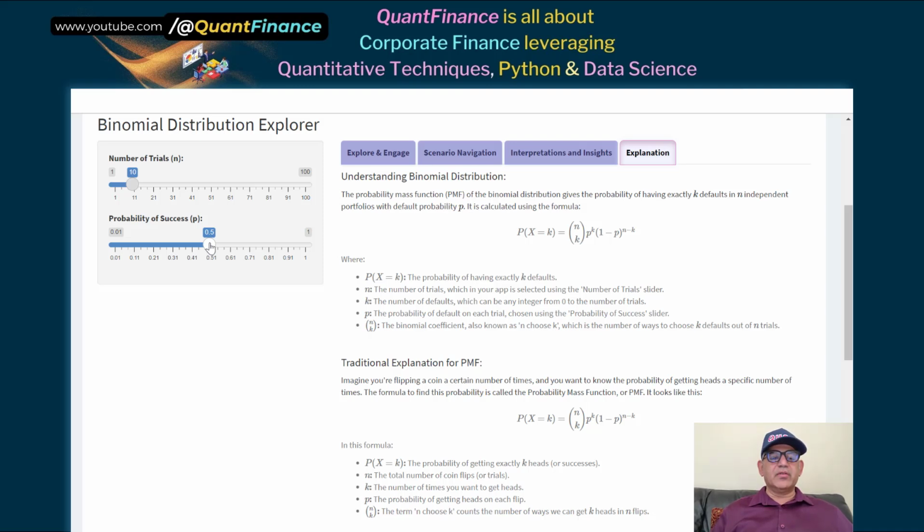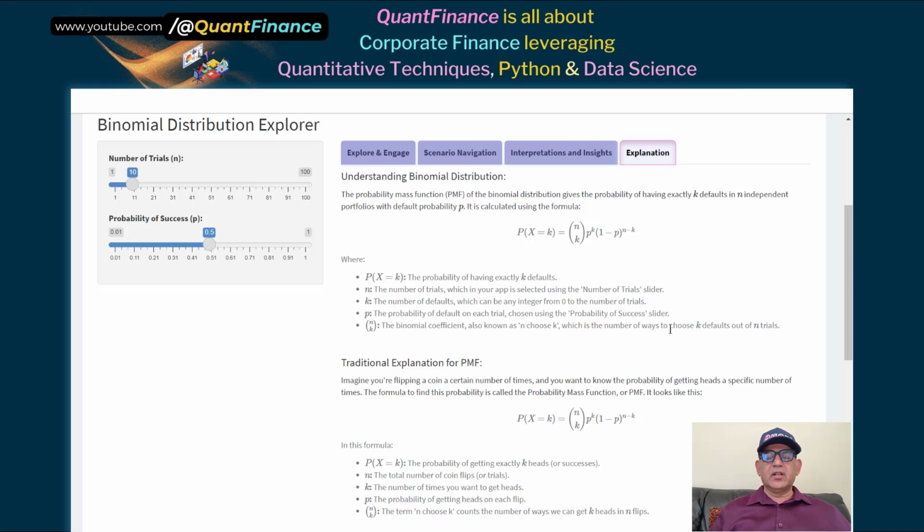So this web app is a very interactive web app. Here you can choose the probability of success, which ranges from a minimum value of 0.01 to 1, and then the number of trials we have taken from 1 to 100. And then n choose k means that we are computing the probability of k defaults upon n trials, right?